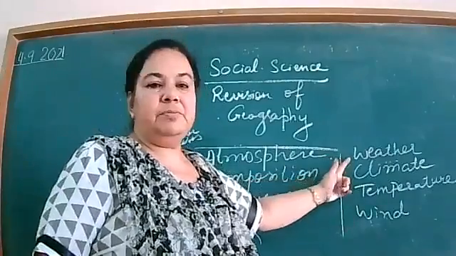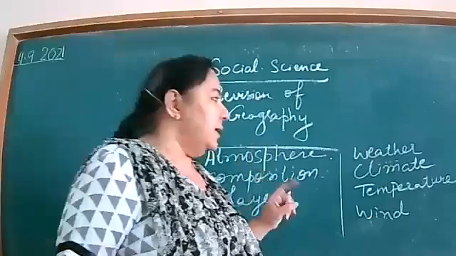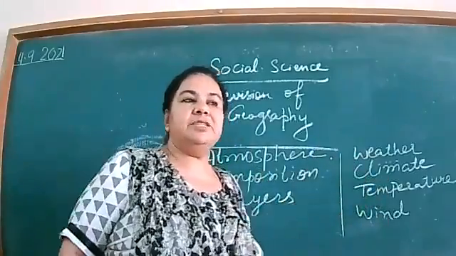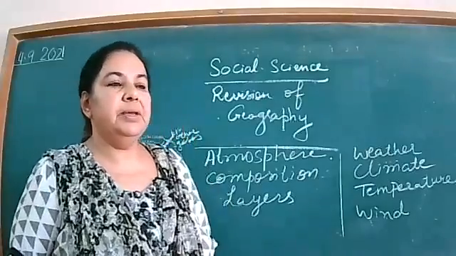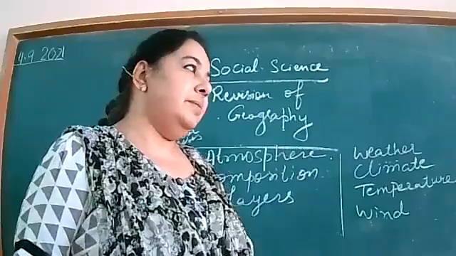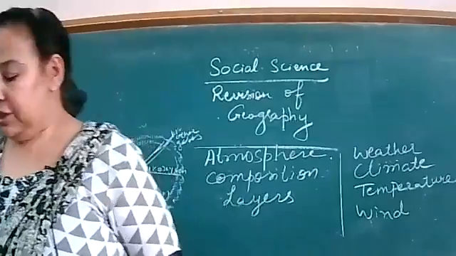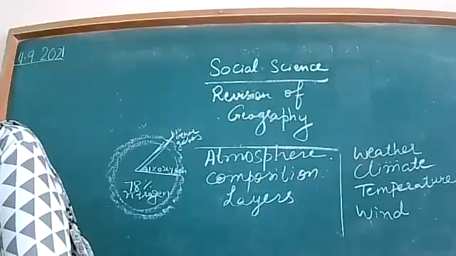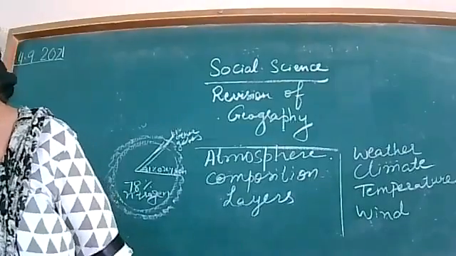Weather is the condition of atmosphere that changes from day to day, hour to hour, minute to minute. Example, today is sunny day, tomorrow may be rainy day. Climate is the average weather condition that remains same for long period of time. Example, climate of Greenland is cold. And in India we have monsoon type of climate.